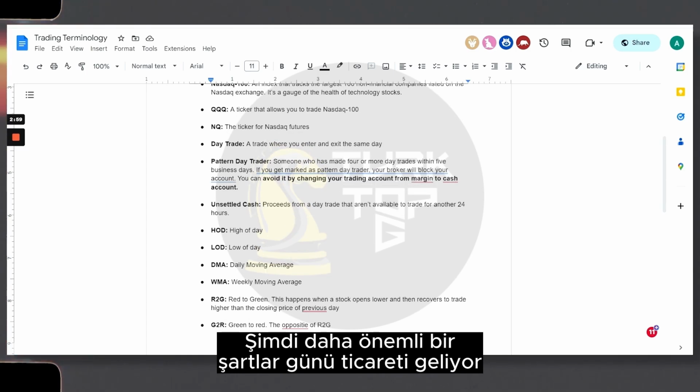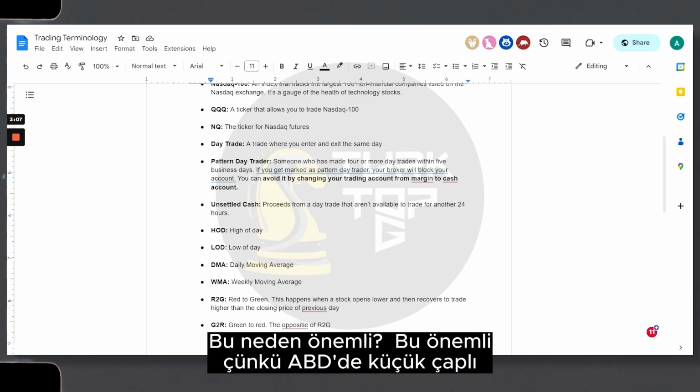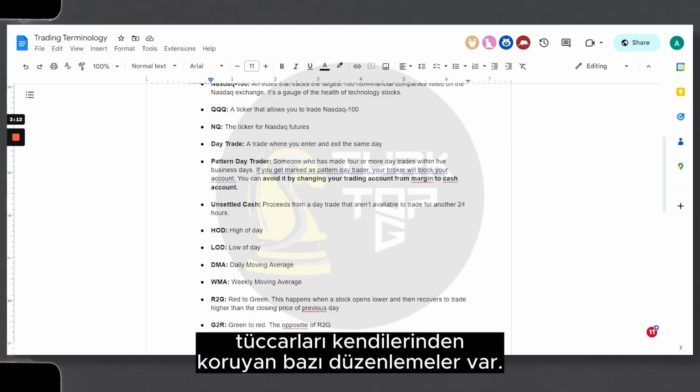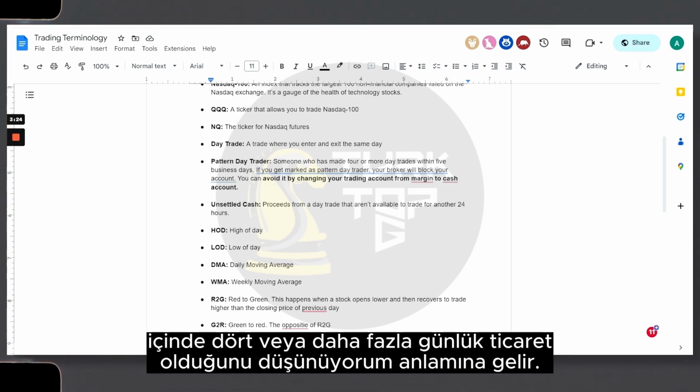Now comes the more important terms, day trade. A day trade is when you enter and exit a trade on the same day. Why is that important? It's important because in the US, there are some regulations to protect small time traders from themselves, and the government wants to define it that way. Oh well. It's called a pattern day trader rule. It means as a person, you took, I think, 4 or more day trades within a 5 business day period.